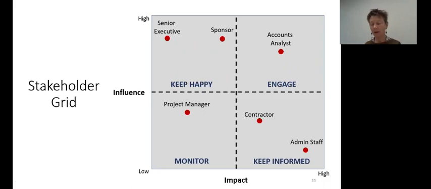So the other one, and the labels are a little bit arbitrary there, but it's what you can consider. And you're more than welcome to change those labels around, keep happy and monitor. But those are just sort of general terms around if I have a stakeholder that I'm not changing their world a lot, but they have lots of influence over me, then I want to keep them informed. Maybe I meet with them once a month. Maybe I meet with them every 2 weeks. Maybe it's face-to-face. When I say face-to-face, I don't mean necessarily in person, it could be online.